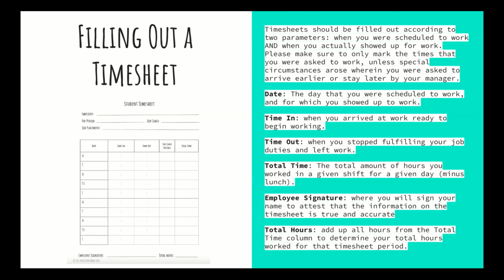Okay, so if you worked 5 days and you worked 8 hours each day, you would add up 8 plus 8 plus 8 plus 8 plus 8, right? Add up 8 5 times. And so your total hours for that week would be 40 hours, which is a full-time job.